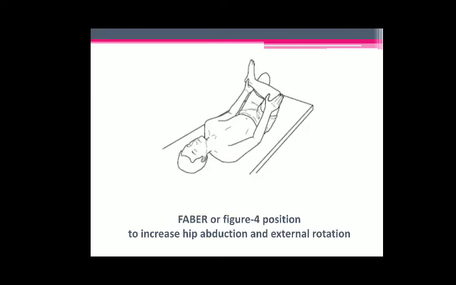There is one more position with flexion, abduction, and external rotation, which is the Patti position or figure of 4 position. It can be used to increase abduction of the hip joint along with external rotation, so that the internal rotators are also stretched.